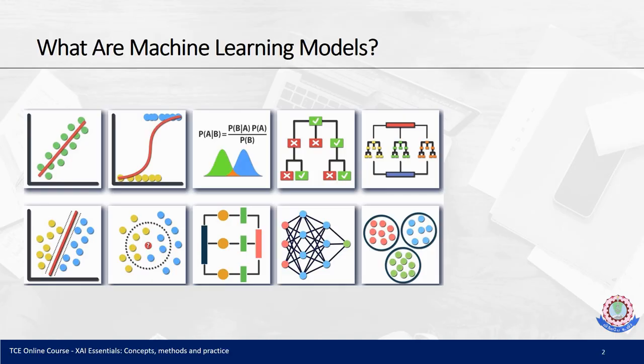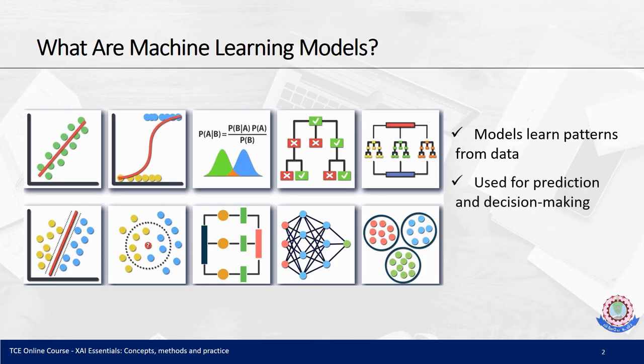Before comparing models, let's briefly remind ourselves about what a machine learning model is. A machine learning model learns patterns from data and uses those patterns to make predictions or decisions. However, not all models are built in the same way. Some are simple and transparent while others are very complex. This difference in complexity is what leads us to the concept of white box and black box model.